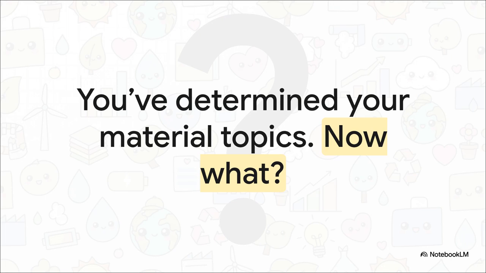So you've done the hard work. You've talked to your stakeholders, you've analyzed everything, and you've got your final list of material topics. That's a huge step, but this is honestly where a lot of people get stuck. It's like, okay, now what? How do you turn this list into reporting that people can actually trust?